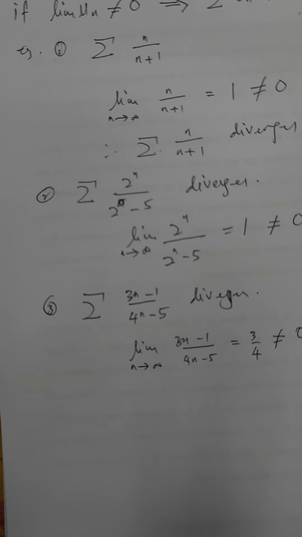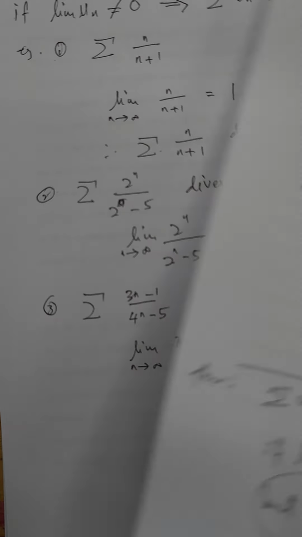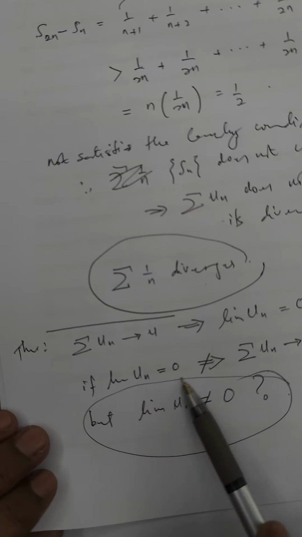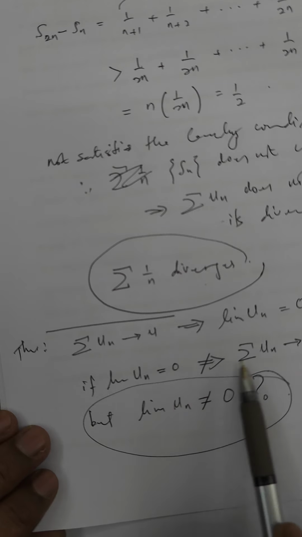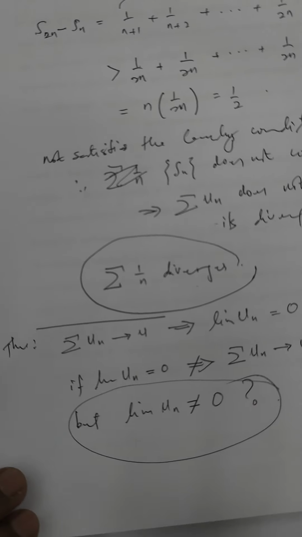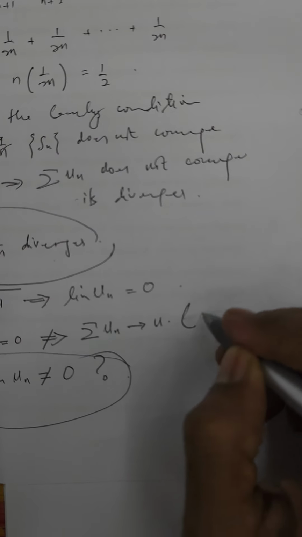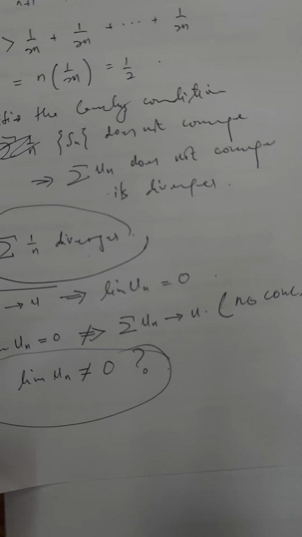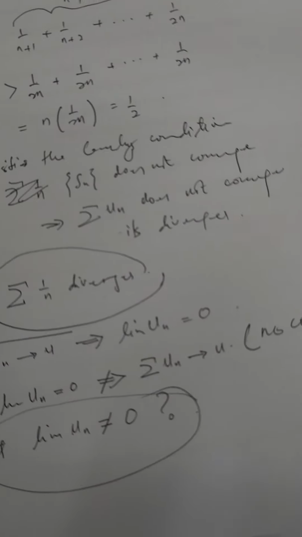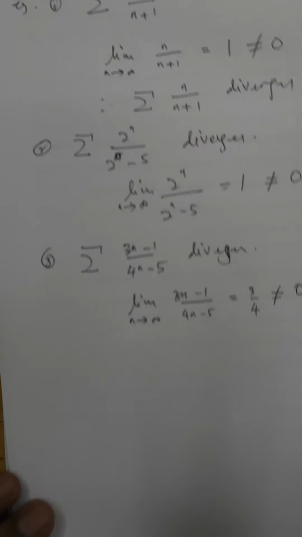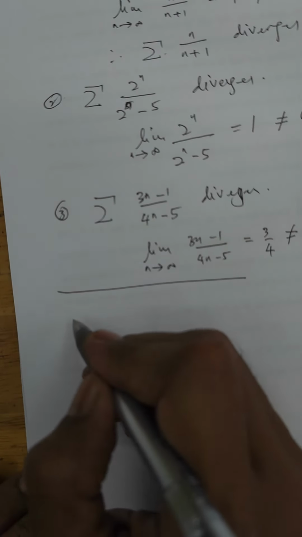So look at the example here. If the limit is 0, then it's not necessarily that the series diverges, and not necessarily that the series converges. We have no conclusion for this, which means it could converge, it could diverge. So let's see some other examples.